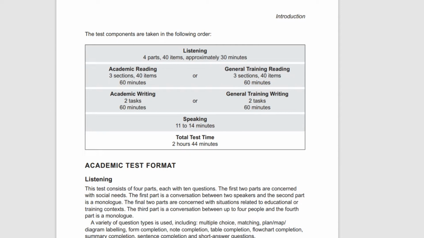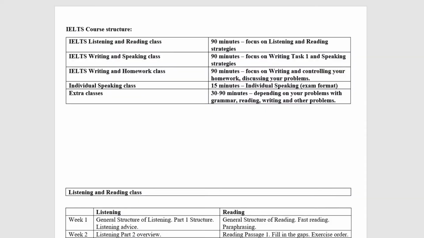So, our course structure consists of 9 weeks, and every week we will focus on every section. So you will have 1 listening and reading class, you will have 1 writing and speaking class, you will have 1 writing and homework class.